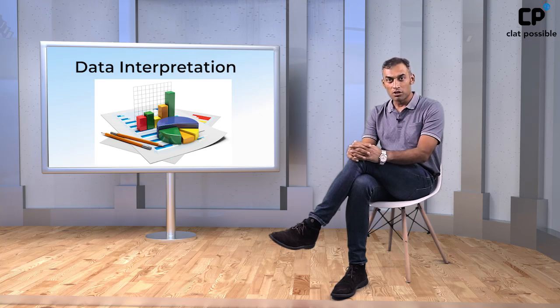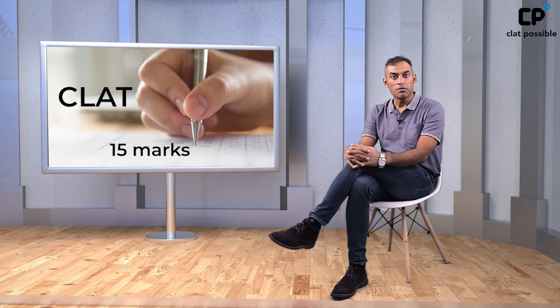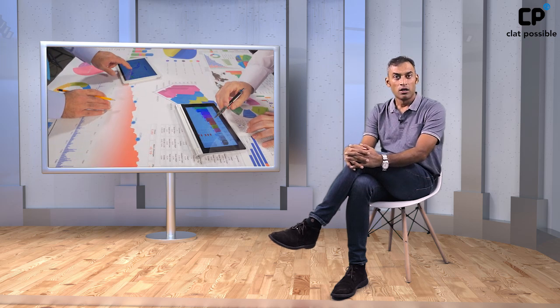So data interpretation is one of the most interesting areas to prepare for CLAT, and it has 15 marks in the CLAT paper. In order to do well in this section, which is basically about interpreting data which can be in different forms like a table set or a caselet or a bar chart, pie chart or a histogram, right? So there can be many forms in which the data can be represented, but essentially they are testing you in terms of your very basic math skills, right?